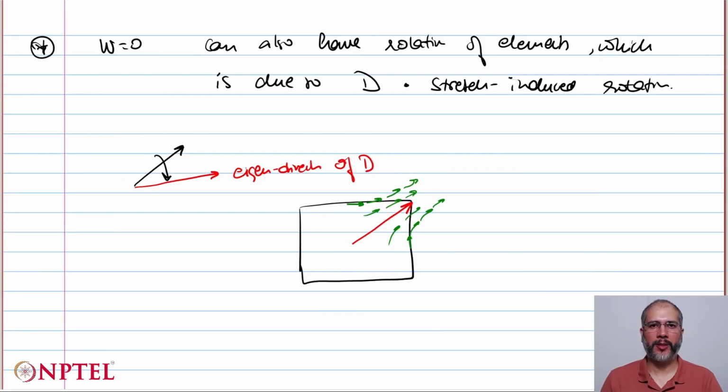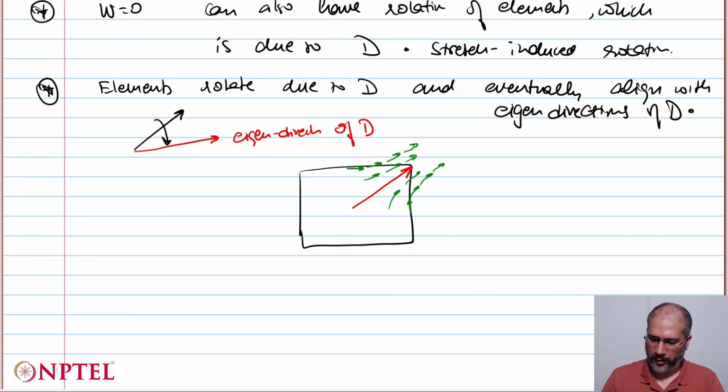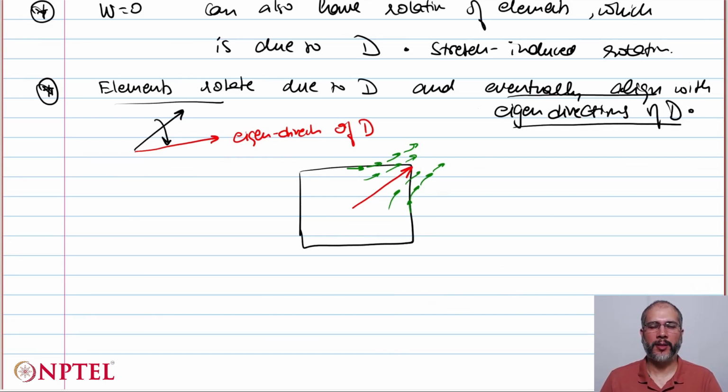Now again, this is something that you typically learn in an advanced fluid mechanics course where these ideas of continuum mechanics are linked to different fluid flow situations. But I want to give you a feel because the topic on kinematics can sometimes get quite confusing. Hopefully this will help you understand those situations. Elements rotate due to the stretch-induced rotation and eventually they will align with the eigen directions or principal directions of D, because then there will be no more stretch-induced rotation.